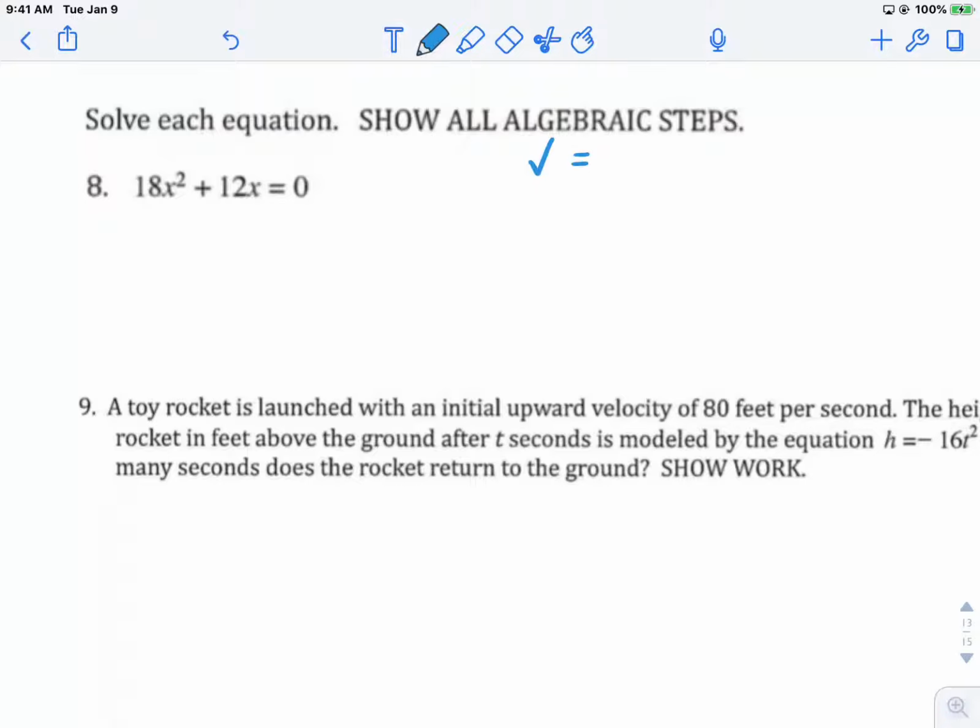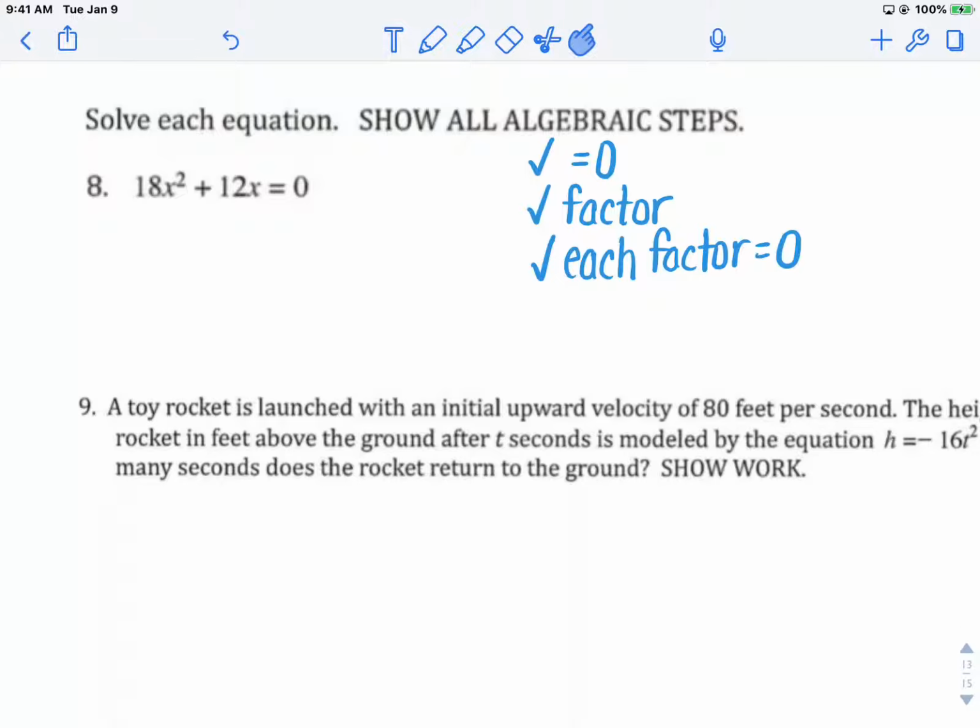So we had to check, was our equation equal to 0, or we had to get it that way. Then we had to factor the side that all the terms were on, and then each factor gets set equal to 0. And a lot of you were really successful at finding solutions this way. So in number 8, it already is set equal to 0, but it's not factored on that left-hand side. So I want to go down through my factoring checklist. And in my factoring checklist, I would GCF factor out a 6 and an x. And I would have left behind a 3x and a plus 2.